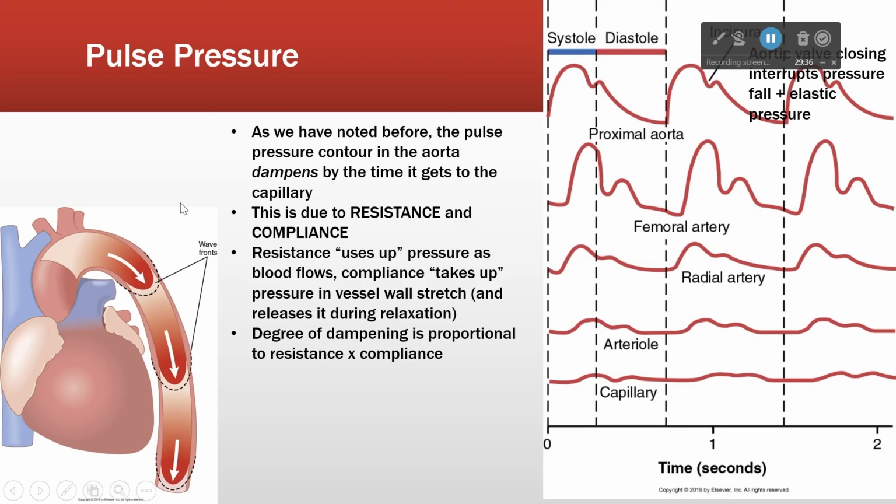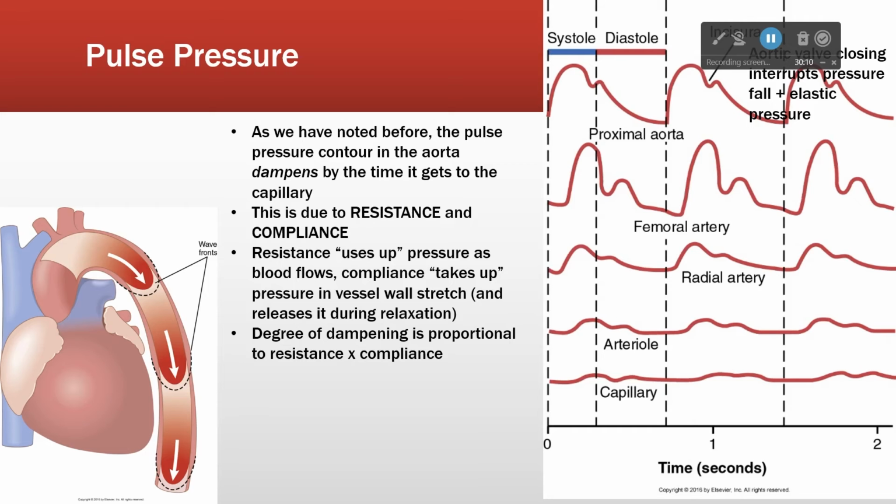So the degree of dampening is proportional to resistance and compliance. Short version is this: the more distal in the cardiovascular system we are, the less of a pulse pressure will be maintained. So by the time we get to the capillaries, there isn't one. This is a good thing because the capillaries are very, very thin-walled. They can't withstand any pressure because their walls are literally thinner than a red blood cell.